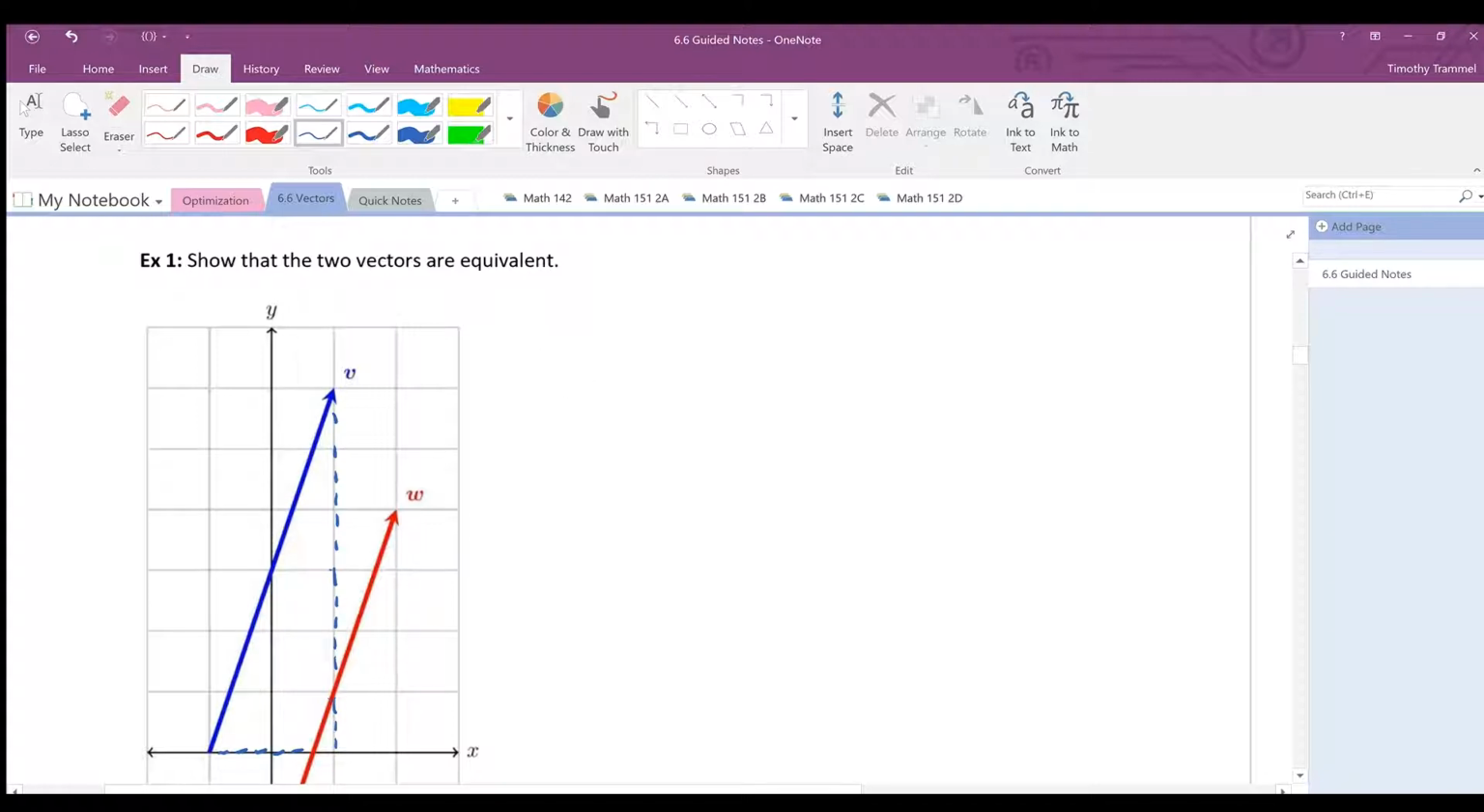So the length of this, and I'm going to write the double bars around it for length or magnitude, should be the square root of 2 squared, that's the base squared, plus the height squared, which was 6 squared. And so this comes out to the square root of 40. And if you wanted to simplify the radical, you could rewrite this as 2 times the square root of 10.